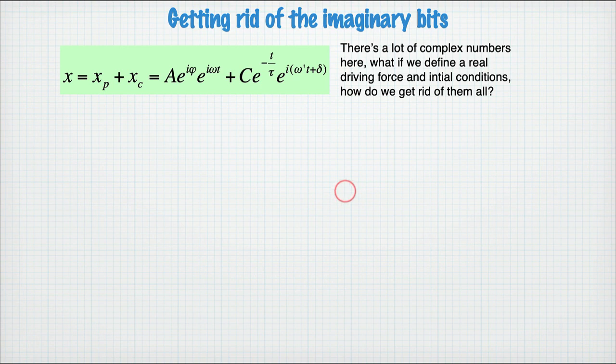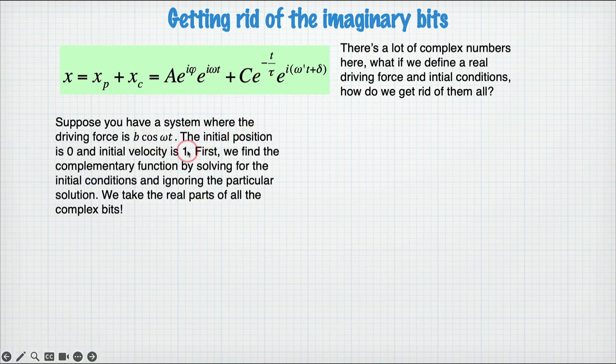Okay, so we've got a solution here for our damped driven system, and we've got a term that comes about from the solution of the homogeneous equation that takes care of initial conditions, and another part that takes care of the driving. This functional form, though, is full of imaginary numbers, and our initial conditions and driving force are going to be real. So how do we get rid of all the imaginary parts? I thought it was worth going through this.